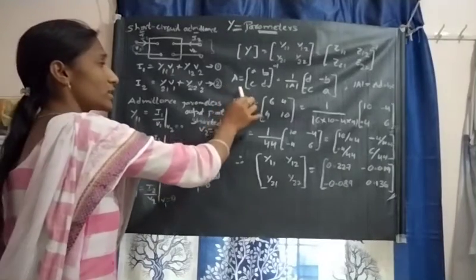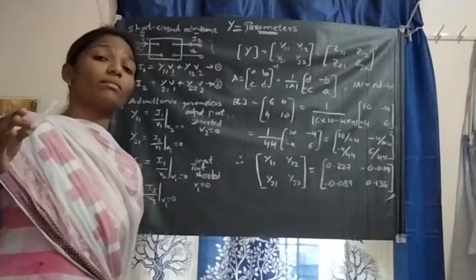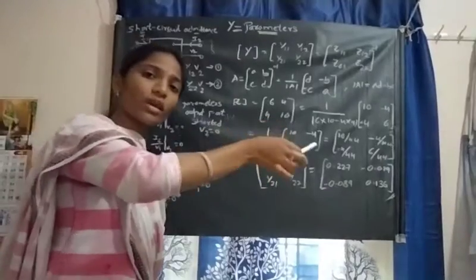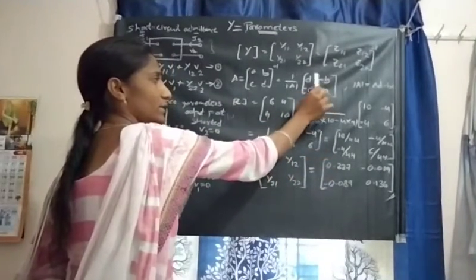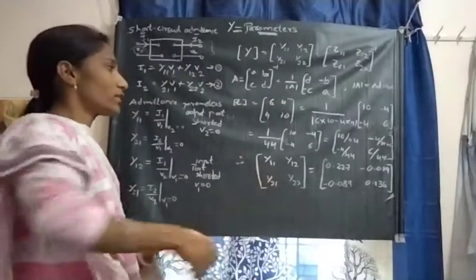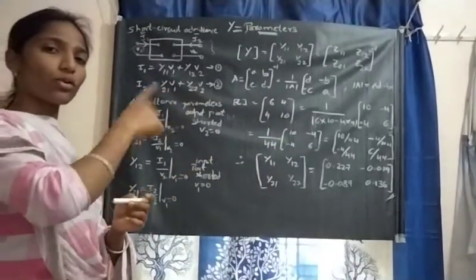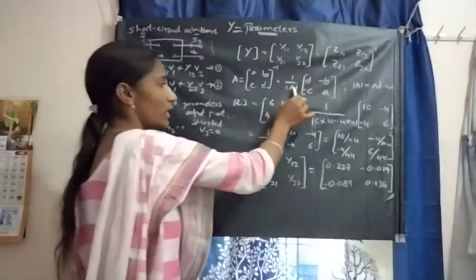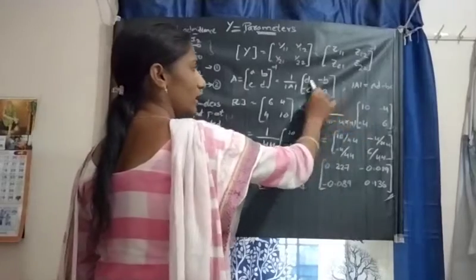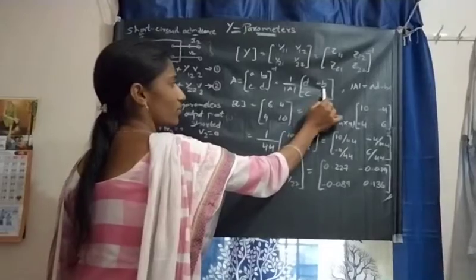A is equal to, what happens if the matrix is inverted? If the matrix is in inverse form, what is the formula? 1 by determinant of A, times D, minus B, minus C, A. So follow this formula for a matrix form. Then we will get, what is the matrix of Z parameters in the problem? 6, 4 and 4, 10. Now determinant of A is nothing but 6 into 10 minus 4 into 4. Then 10 is in the place of D. This is the place of minus B.